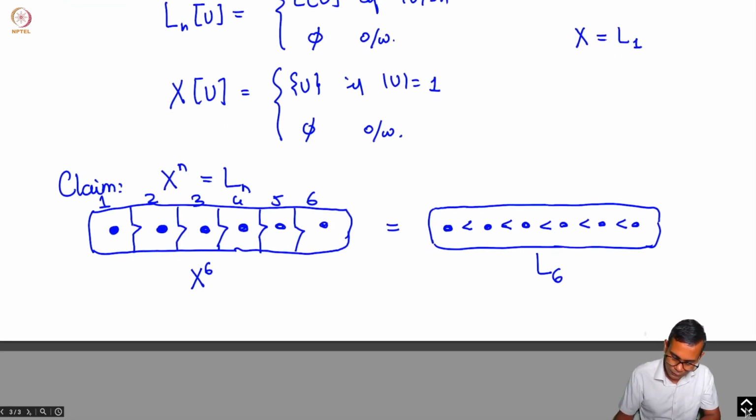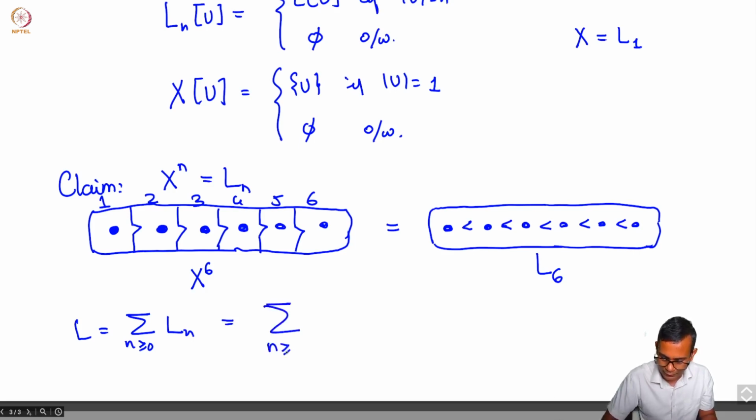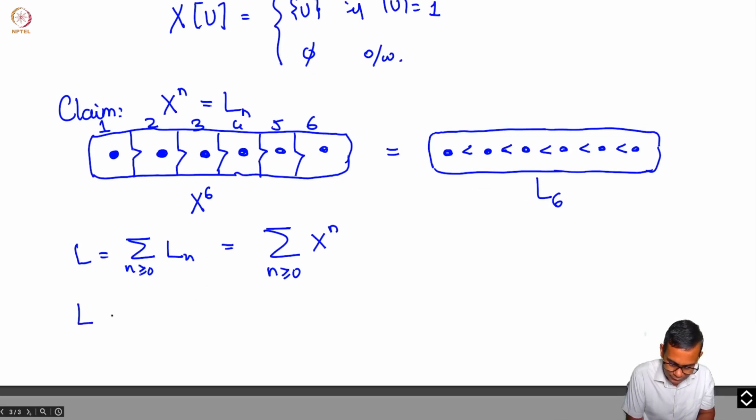And so the conclusion finally is that L is the summation over n greater than or equal to 0 of L_n. So L is the summation over n greater than or equal to 0 of x to the power n. In particular, x to the power 0 is just the species 1, and this identity here is easily reflected in the generating series: L(x) is equal to 1 over 1 minus x.